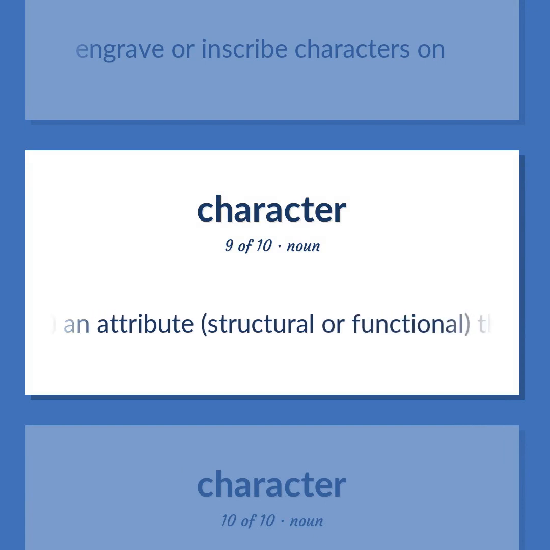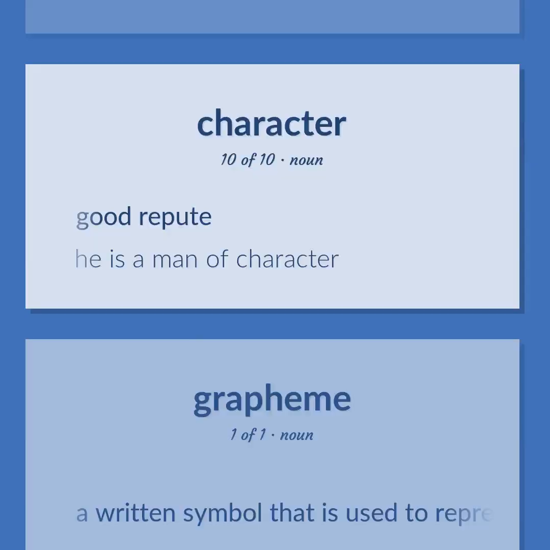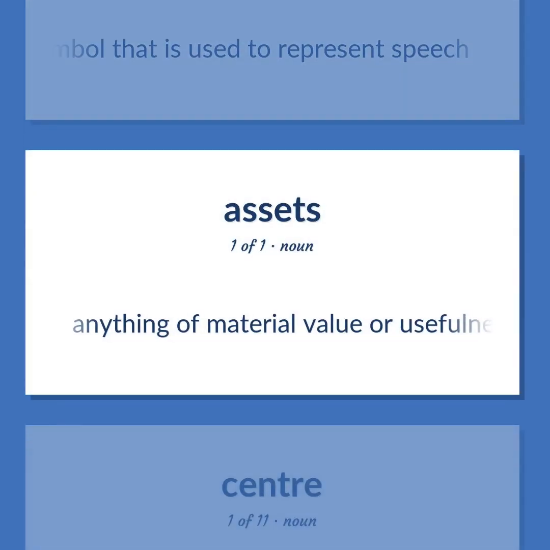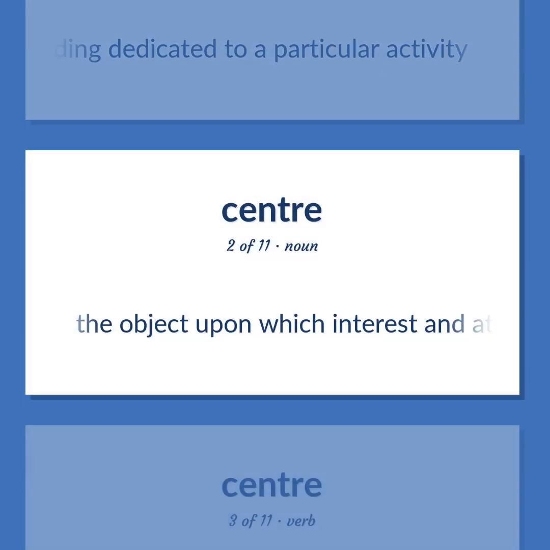Genetics: an attribute, structural or functional, that is determined by a gene or group of genes. Good repute. He is a man of character. A written symbol that is used to represent speech. Anything of material value or usefulness that is owned by a person or company. A building dedicated to a particular activity. The object upon which interest and attention focuses.